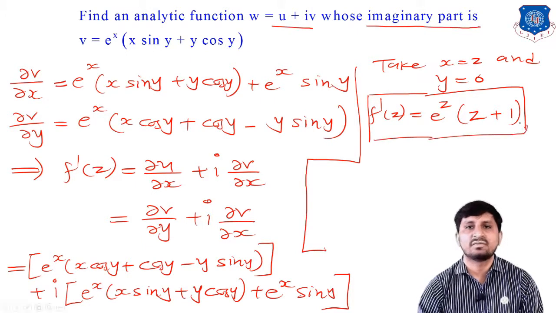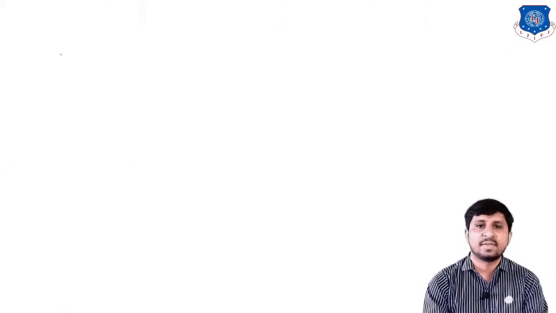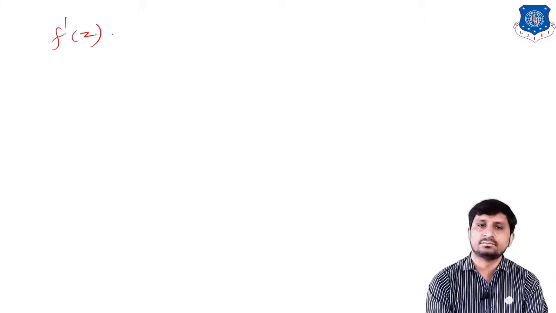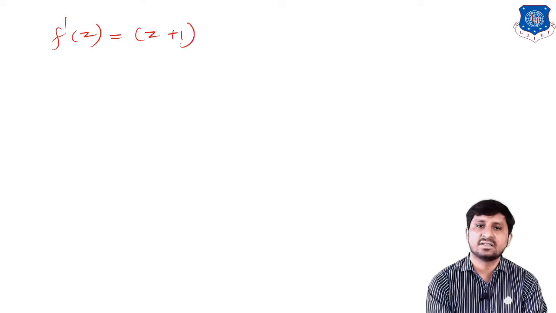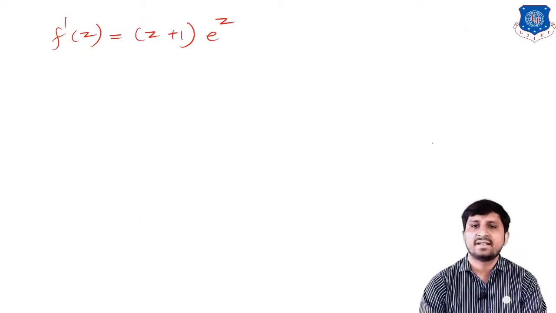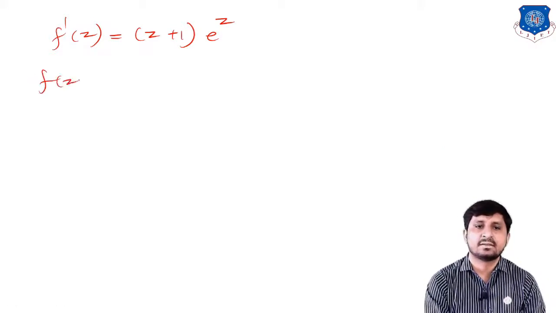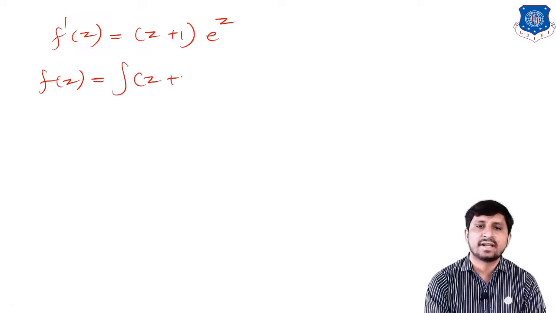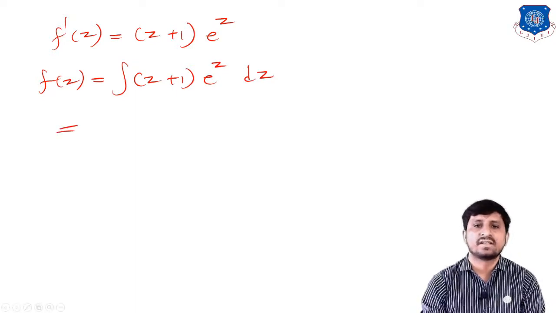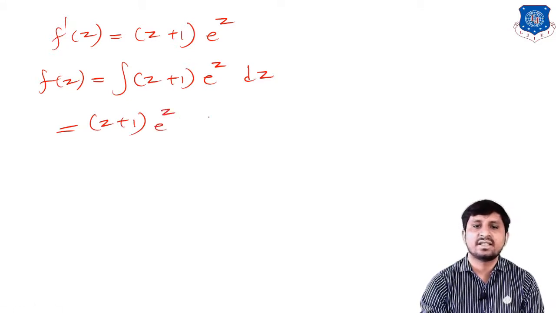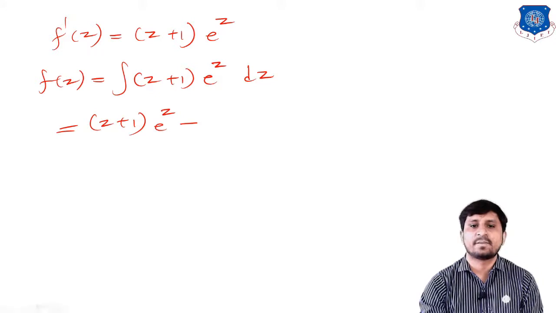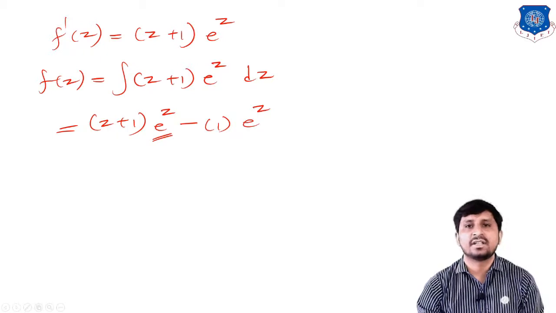So this is my f dash z, e raised to z into z plus 1, and I want to integrate this function with respect to z, so I write on the next page. f dash z can be written as z plus 1 into e raised to z. Now integrate: f of z equals the integration of z plus 1 into e raised to z dz. That is z plus 1 as it is, times integration of e raised to z, which is e raised to z, minus differentiation of z plus 1, that is 1, times once again integration of e raised to z, which is e raised to z. I used integration by parts.